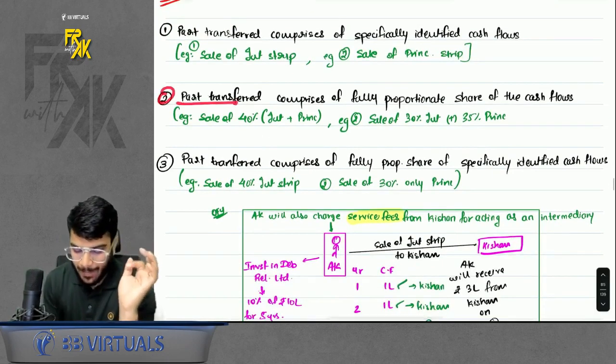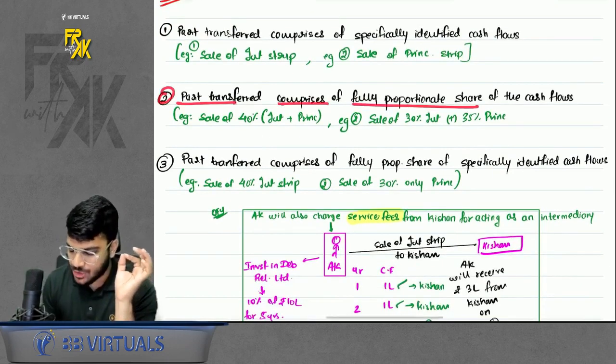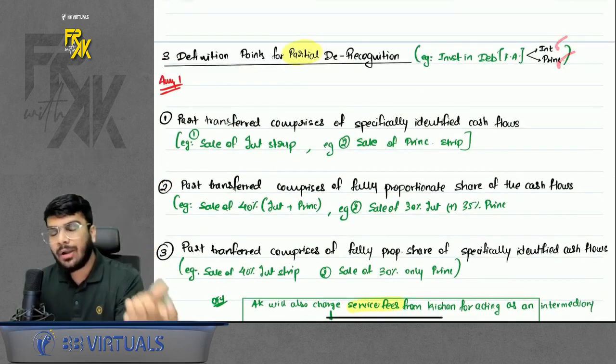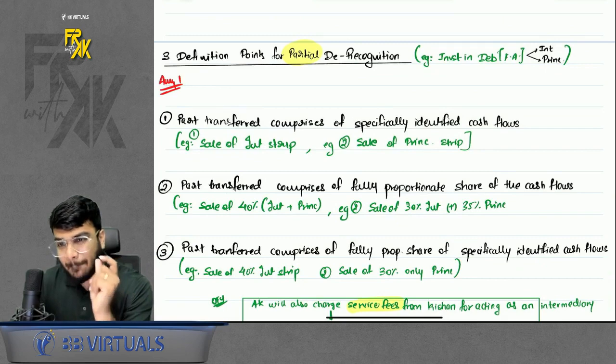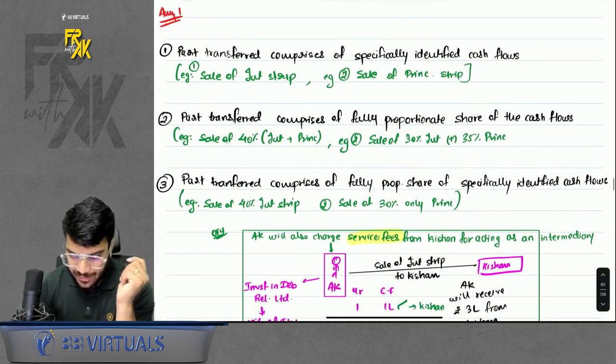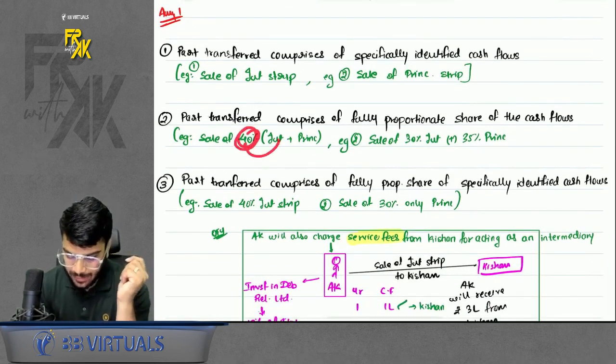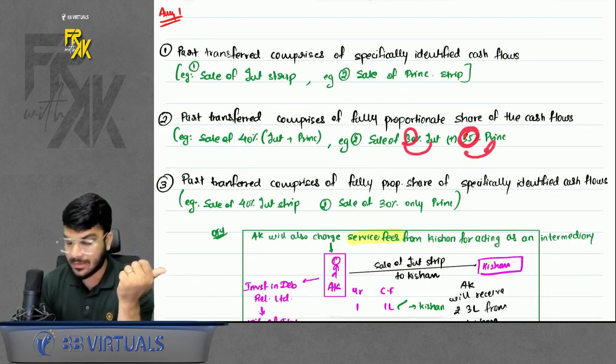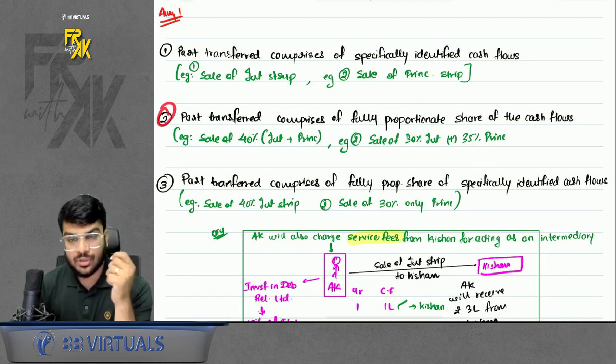Okay. Second, the part transferred comprises fully proportionate share of the cash flows. That means you are transferring both the cash flows but not 100%. You are transferring some proportion of both the cash flows. Let's say for example you transferred 40% of both interest and principal, or you transfer 30% of interest and 35% of principal. So at that time you will fall under definition point number 2.